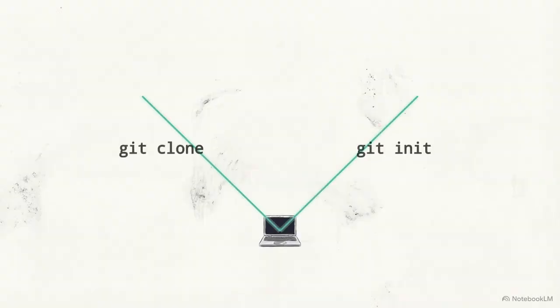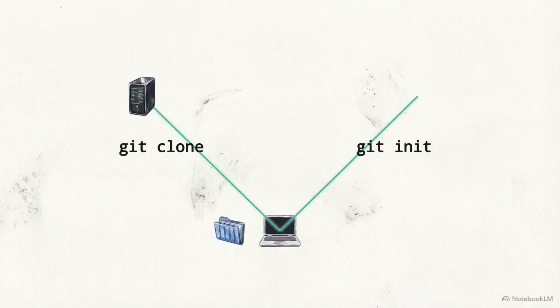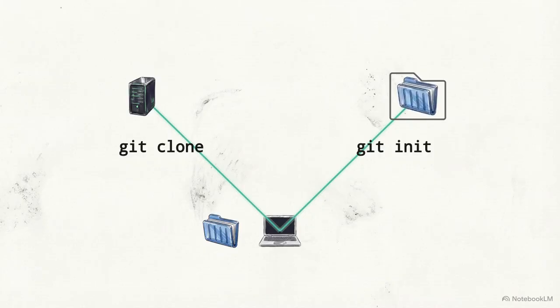With your identity set, you have two distinct methods to start a tracking project. You can run git clone, followed by a URL to copy an existing remote repository, or you can run git init to start tracking a fresh local folder.